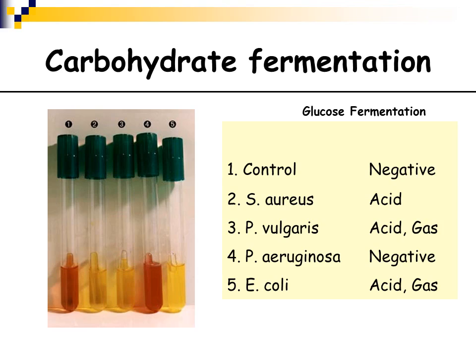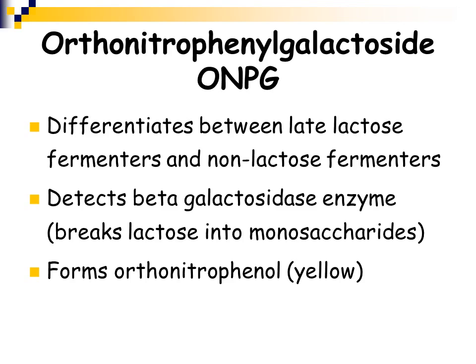Tube number 4 is a non-fermenter. There's no color change and no gas in the Durham tube. And tube number 5 is E. coli, where you have glucose fermentation and gas production. Now, E. coli and Proteus vulgaris, you expect those to be yellow in a glucose tube because those are Enterobacteriaceae family members, and you all know that every single member of the Enterobacteriaceae family ferments glucose.